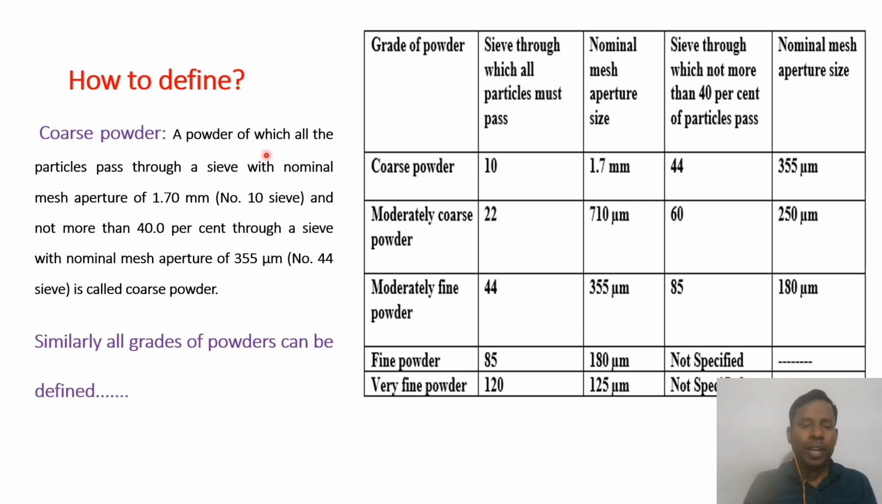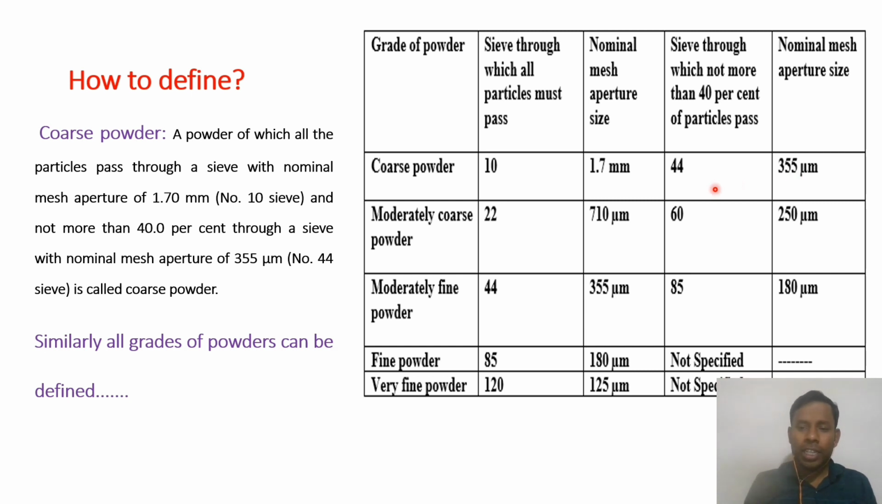In the same way, it has been defined here. How to define coarse powder? A powder of which all the particles pass through a sieve with nominal mesh aperture size 1.7 millimeter, see in this table, means sieve number 10, and not more than 40% through a sieve with nominal mesh aperture size of 355 micrometer, means sieve number 44, is called coarse powder.